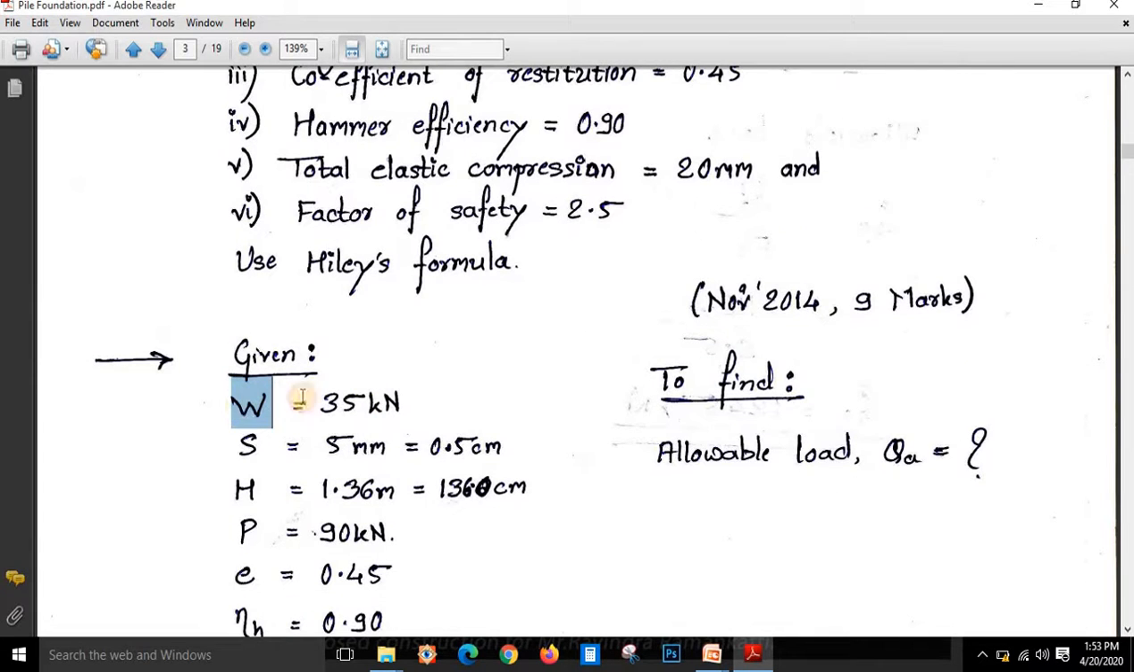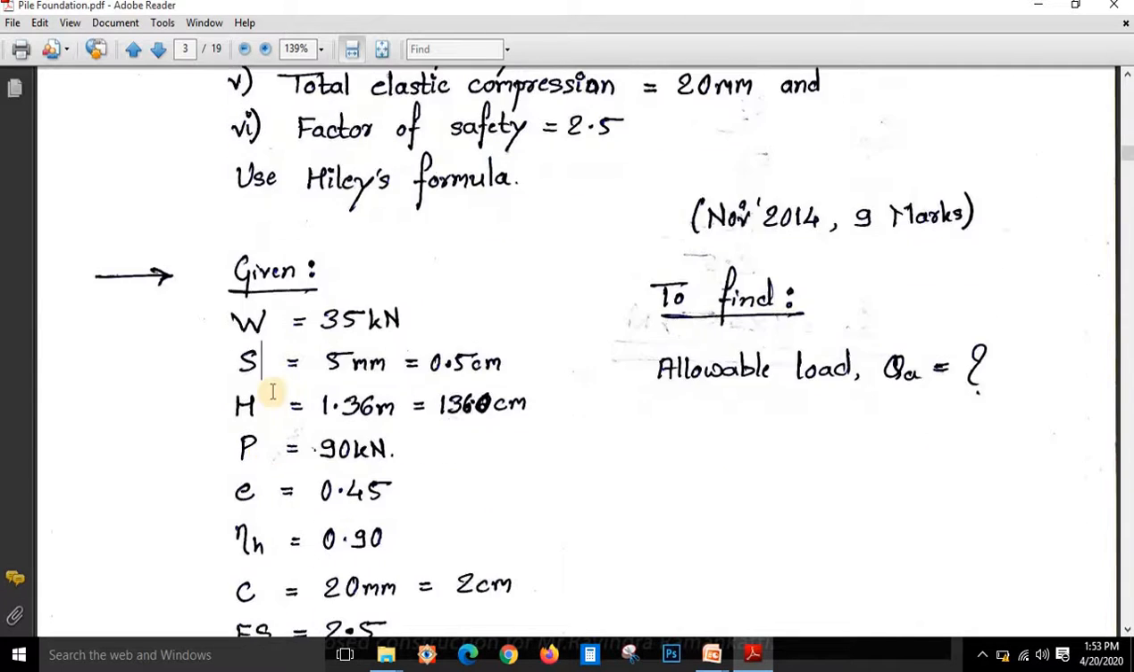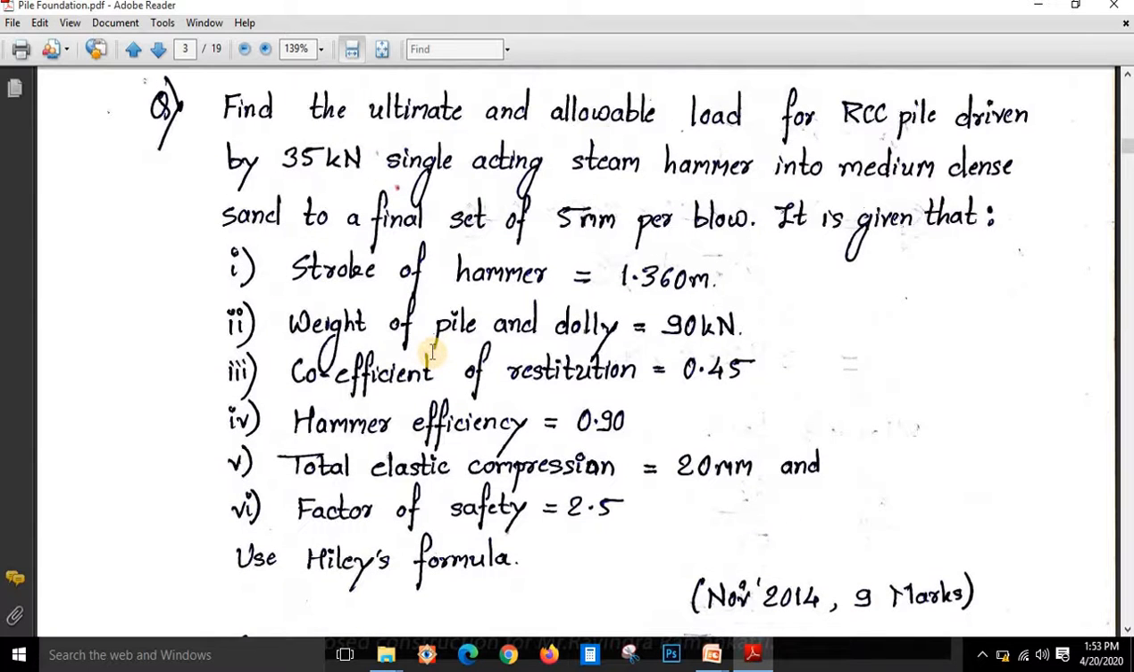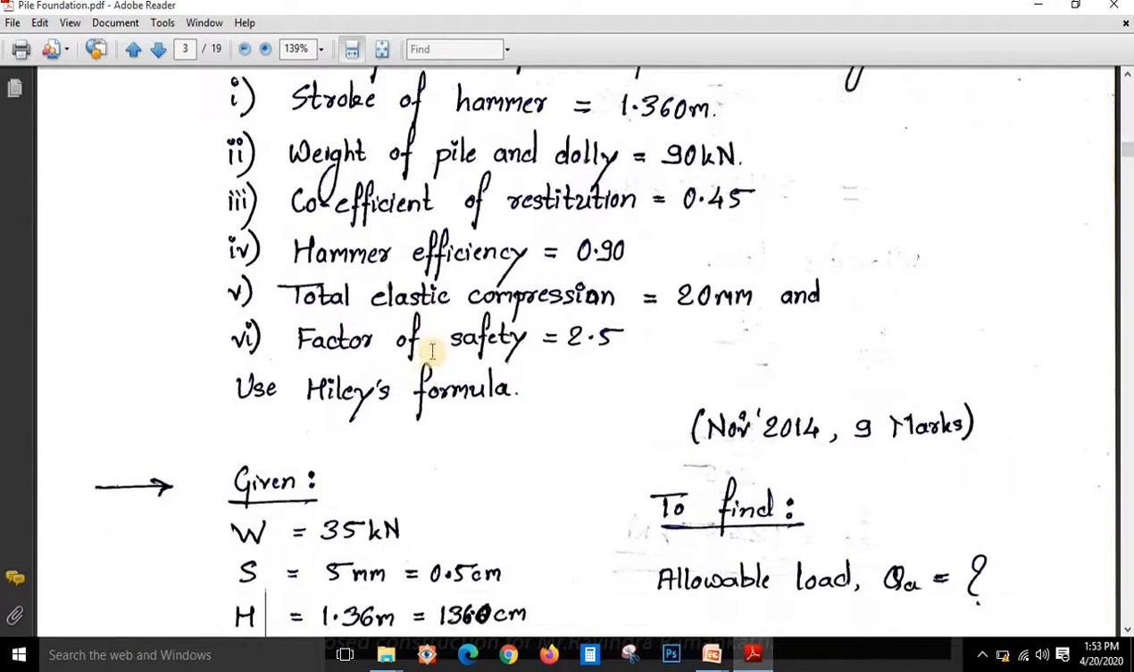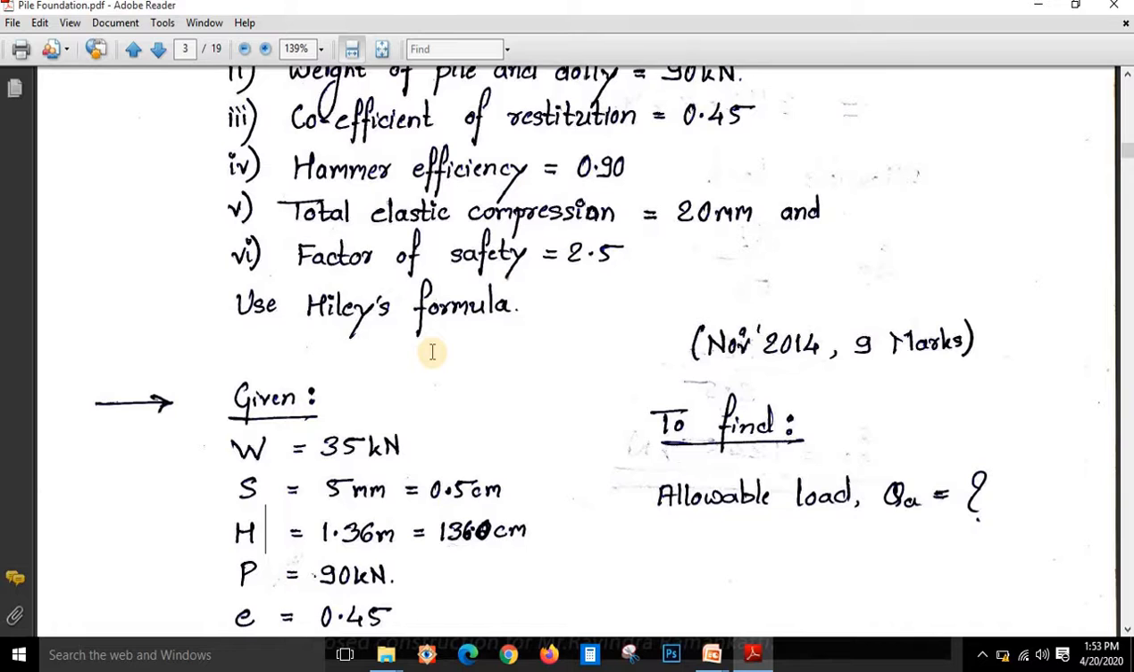So weight of a pile is 35 kilonewton. Final set S is equal to 5 mm, that is 0.5 centimeter. H means stroke of a hammer or height of drop. So stroke of a hammer is nothing but height of a drop. It is 1.36 meter, that is nothing but 136 centimeter.